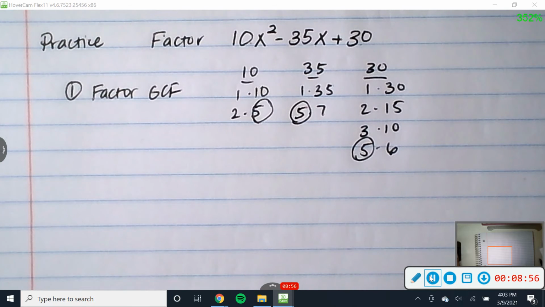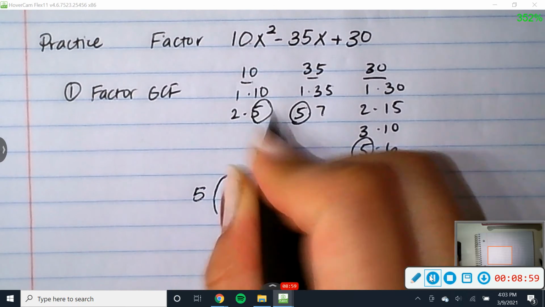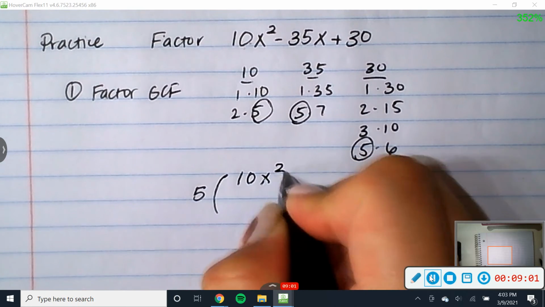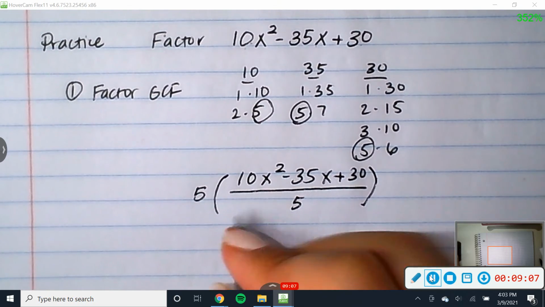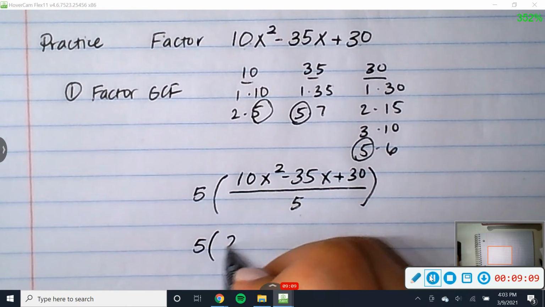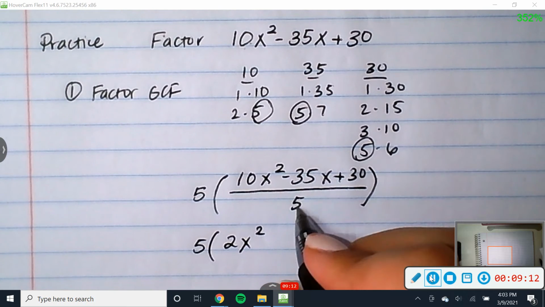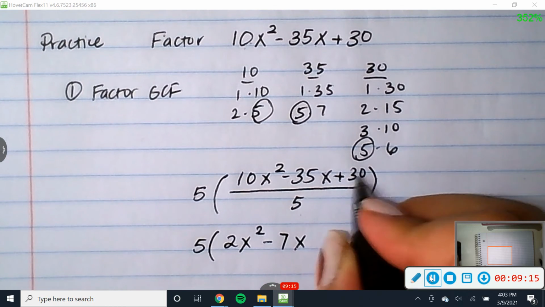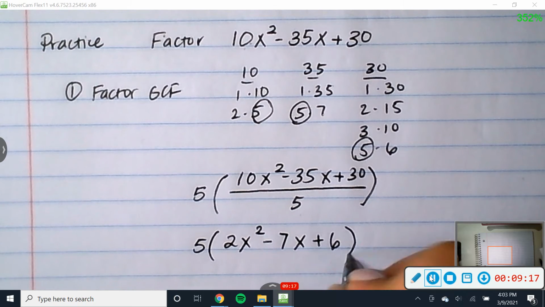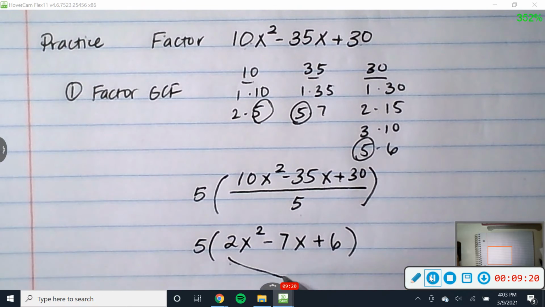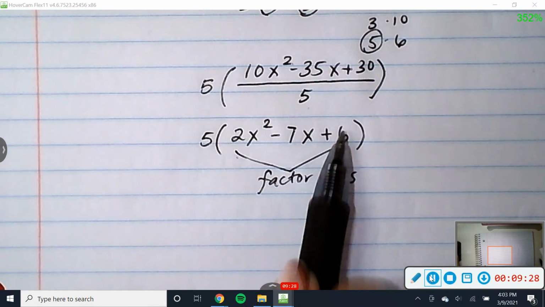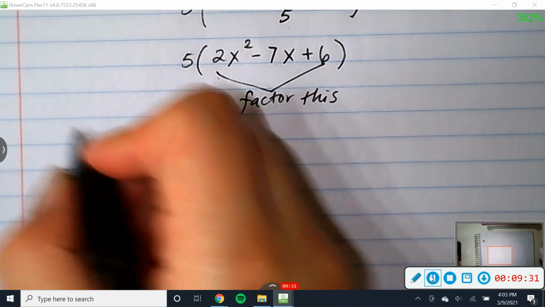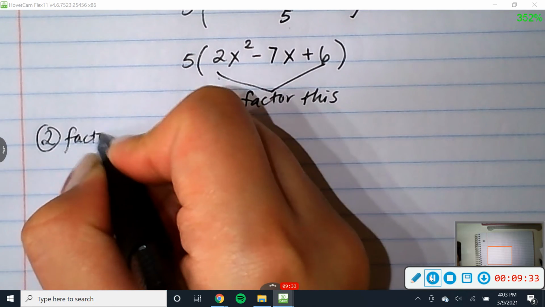So that means that I need to factor out a 5. Remember, you can do this by taking the original problem, divide it by the GCF, and then simplify. 10 divided by 5 is 2x squared. Negative 35 divided by 5 is negative 7x. 30 divided by 5 is positive 6. Now we want to factor this. So we're going to factor this 2x squared minus 7x plus 6. So I'm going to follow all the same steps to factor with the box method.